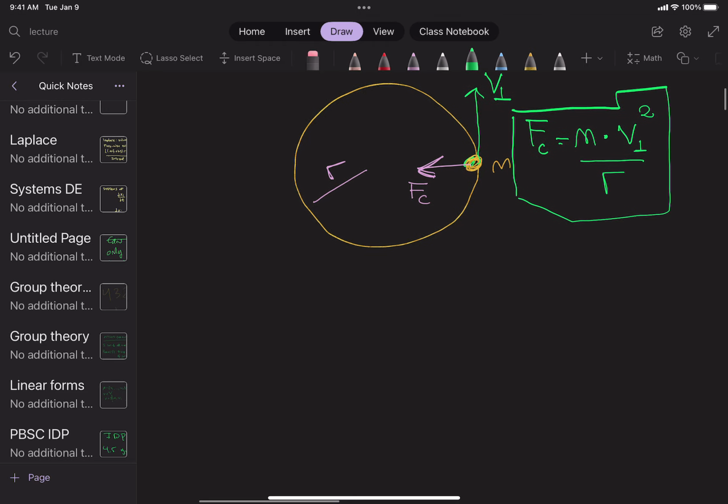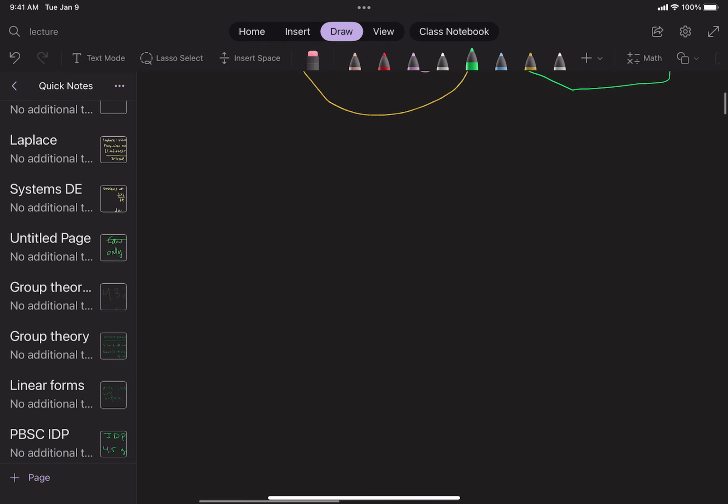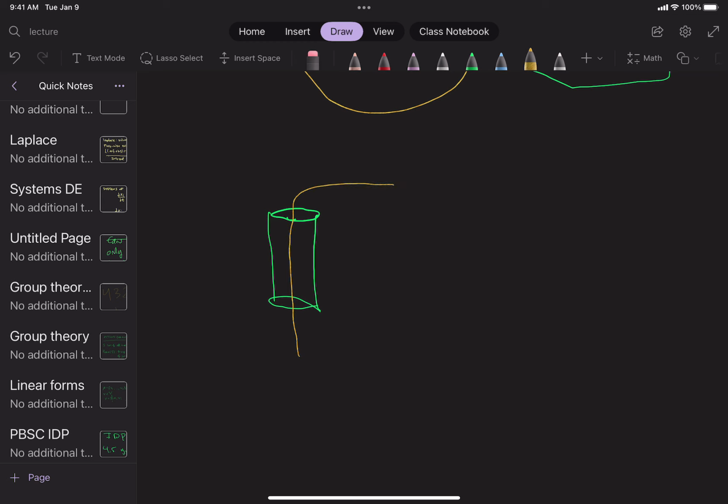But now let's apply this to our lab for today. So what you're going to do today is that there's going to be a tube, and there's going to be a string, and the string is going to pass around the tube, and there's going to be two masses. So there's going to be one mass up here, and there's going to be another mass at the bottom down here.